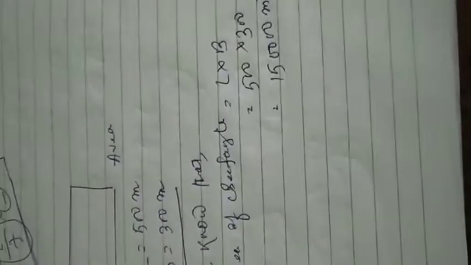So we will write it this way. We know that area of rectangle is equal to length into breadth. So here length is 500, breadth is 300. Let us find the product of it. It's going to give 150000 meters square. This is the total area of this rectangular piece of land.